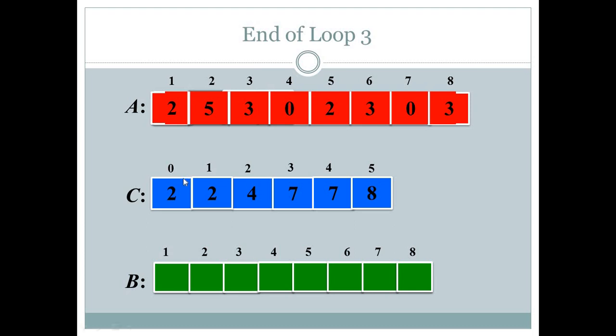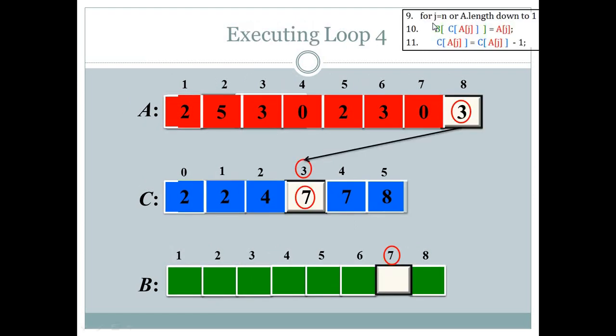Okay, so our input array is A, our temporary array is C, and our output array is B. So in our loop 4 we will generate our output array B. So for it we will have j is equal to n down to 1, means here we will go in reverse direction. We are starting from 8 and going to 1, so we will move in this reverse direction. Okay, in it we have B of C of A of j.